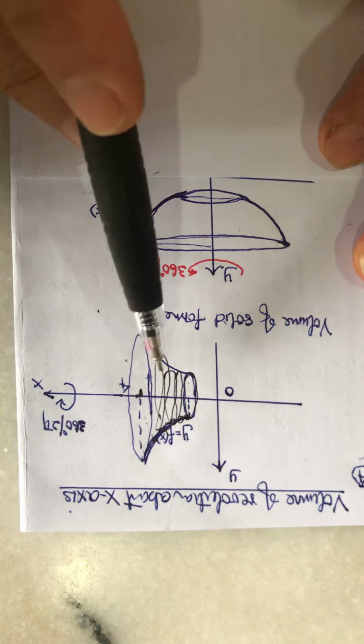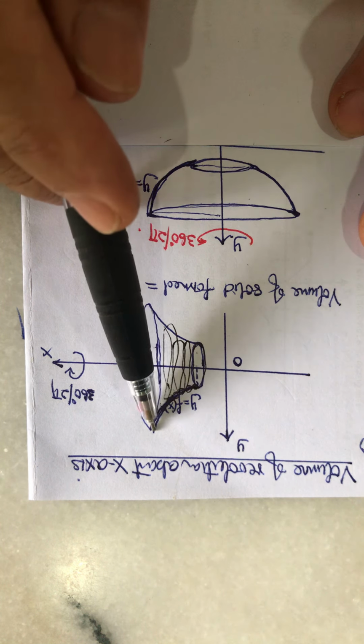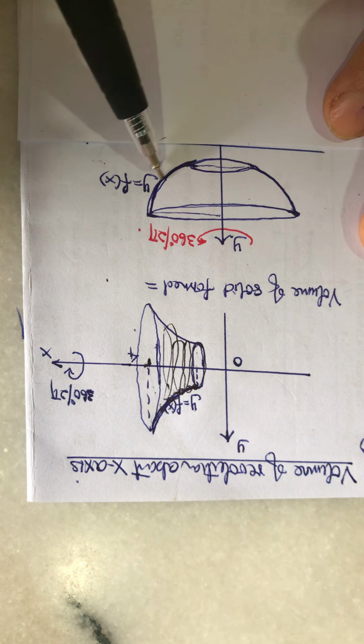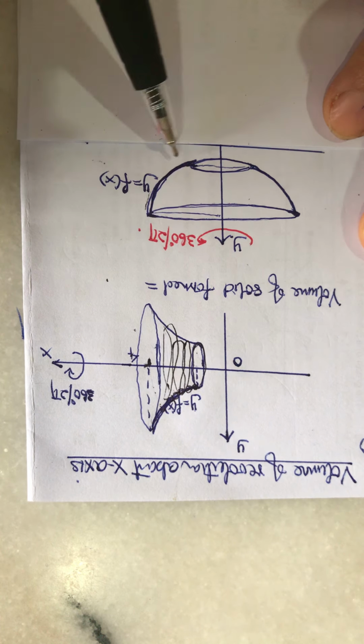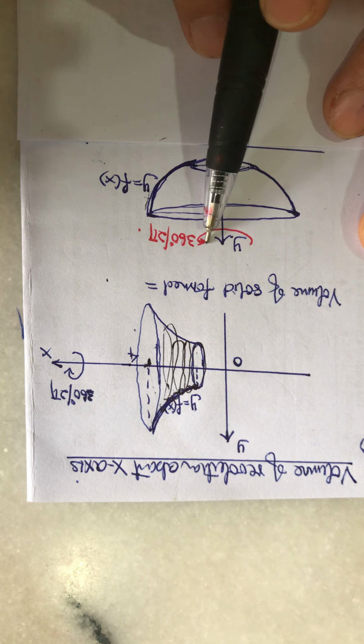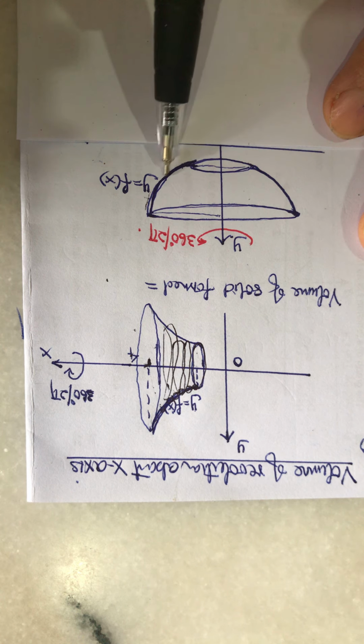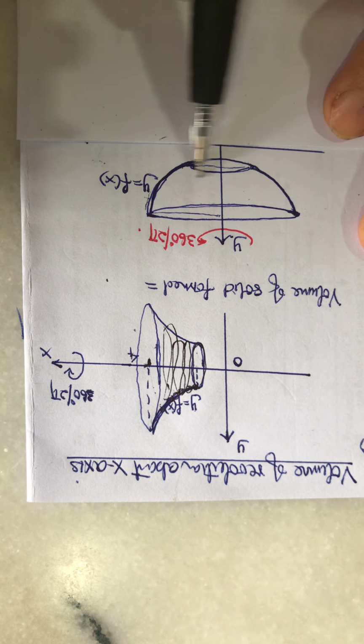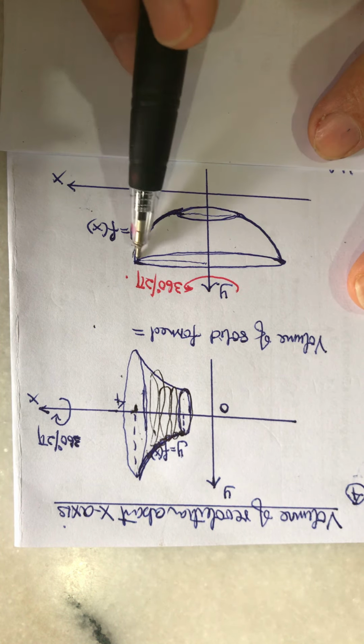Okay, and then this one, the same line, exactly the same line. But when the y-axis rotates, then you see all these points, now they will rotate in this direction, isn't it? So you get something like a bowl.